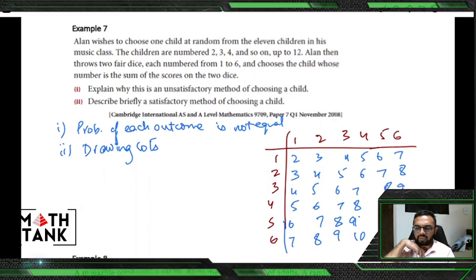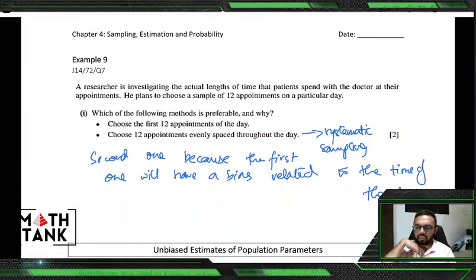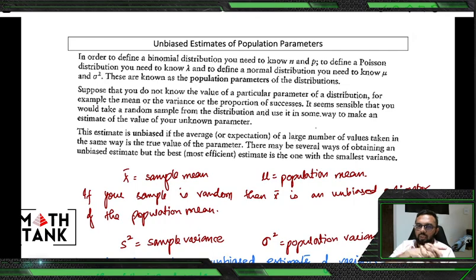That's one question that I've done. That's another question that I've done. Please stop and pause wherever you want so that you understand what's going on. Then unbiased estimates of population parameters, or they're also called point estimates.